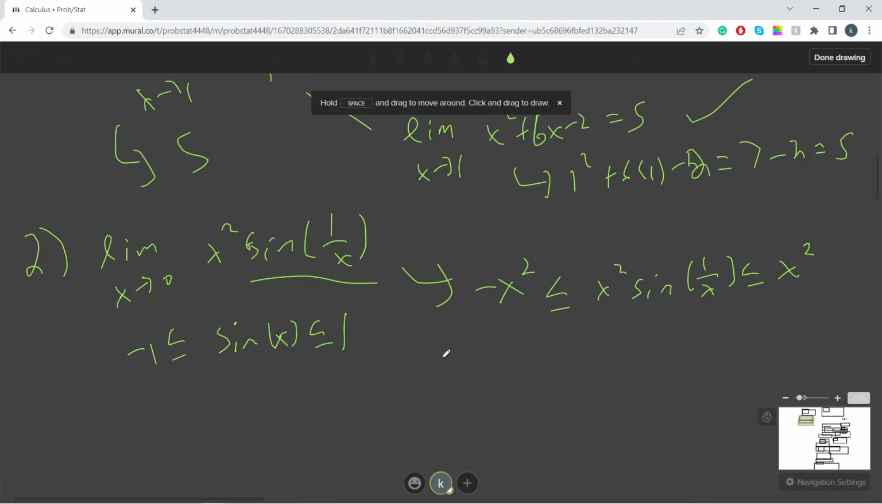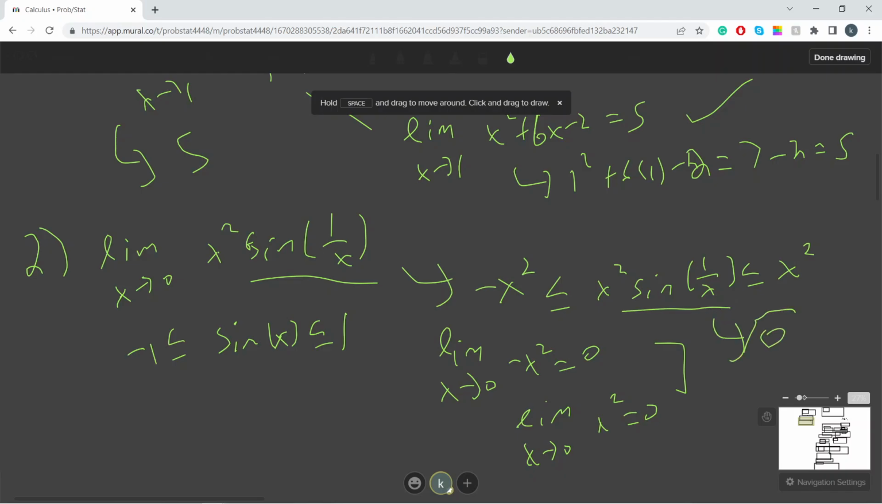So what do we have to do now? We have to identify the limit as x approaches 0 of -x squared. That's going to be 0. And we have to check that the limit as x approaches 0 of x squared also equals 0. So now because these two limits approach the same thing, by the squeeze theorem, the limit as x approaches 0 of x squared sine 1 over x must also be 0.